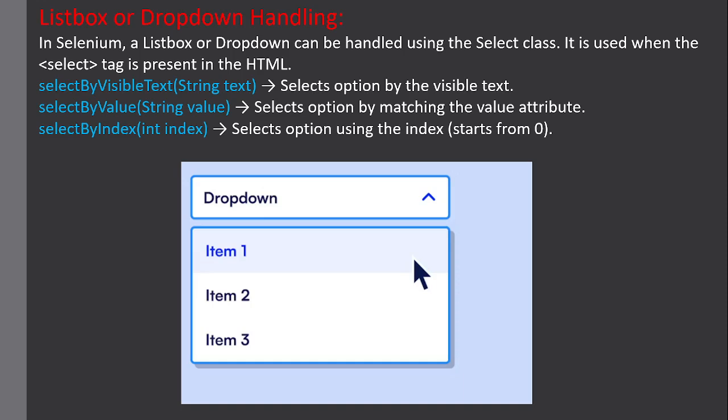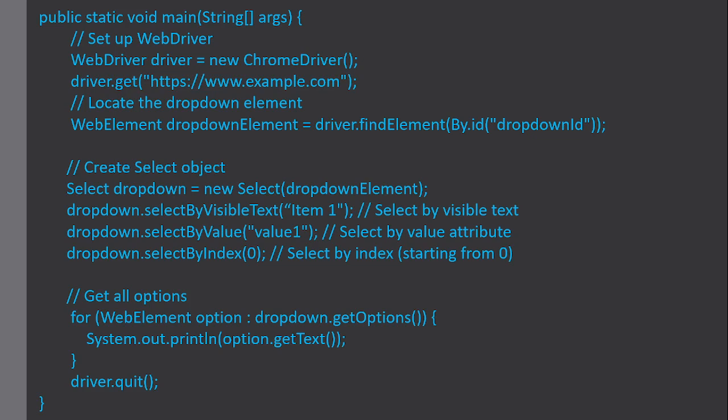So let's see how we can write code to handle the dropdown. You can see here, inside the main method we are writing the code. First we need to set up a WebDriver.